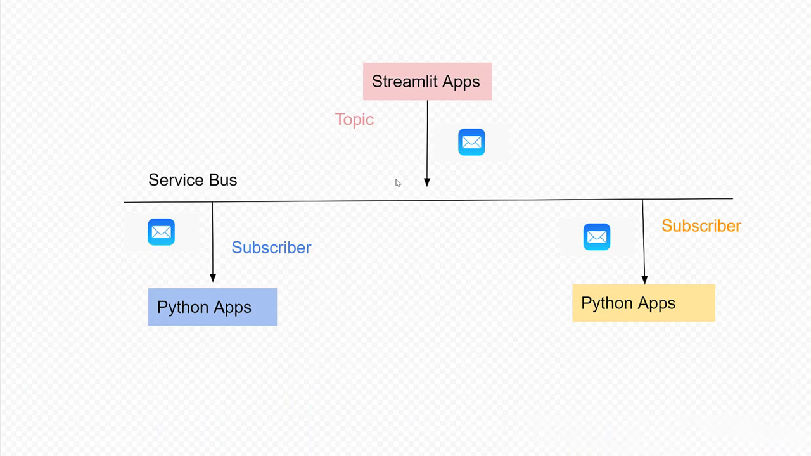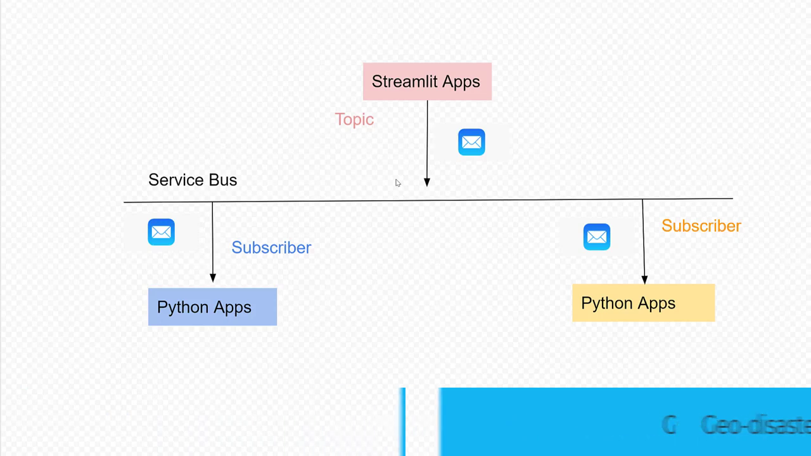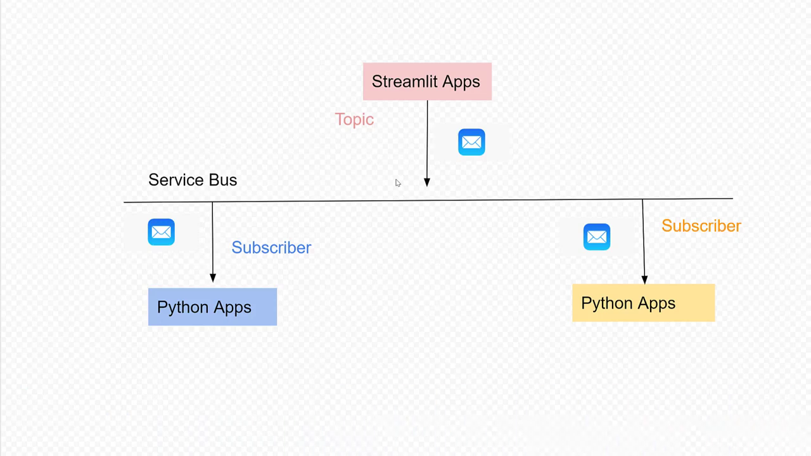Of course, like everything else in Azure, they do have geo disaster recovery. So when an Azure region or data center experiences downtime, geo disaster recovery enables data processing to continue operating in a different region or data center. It doesn't matter if one or two data centers have a problem. Your business will not stop. So now let's go and see how we can build a topic and the subscriber.